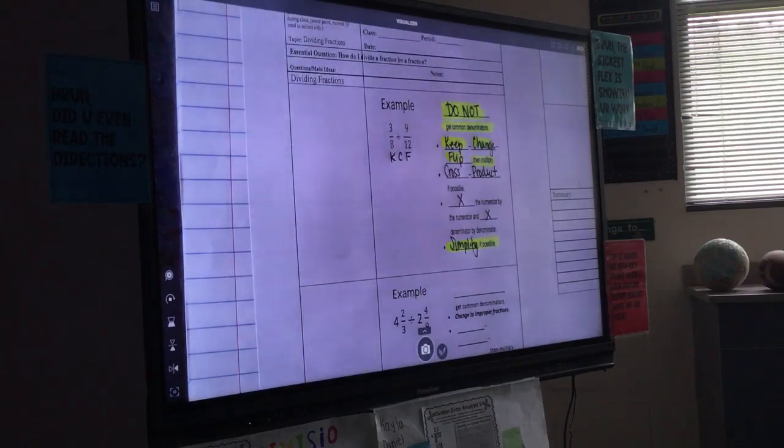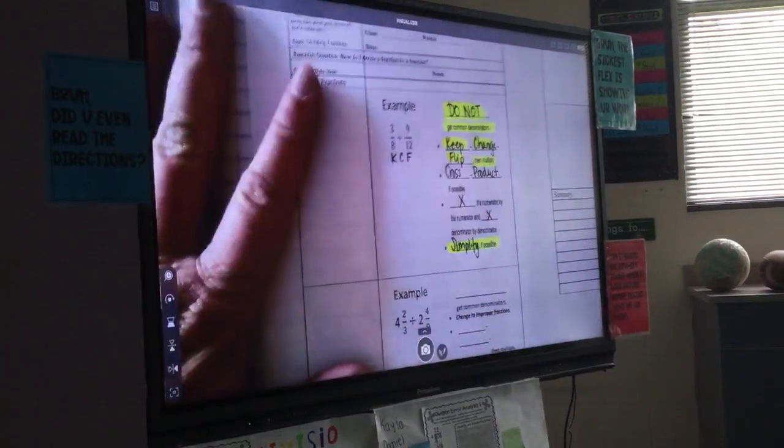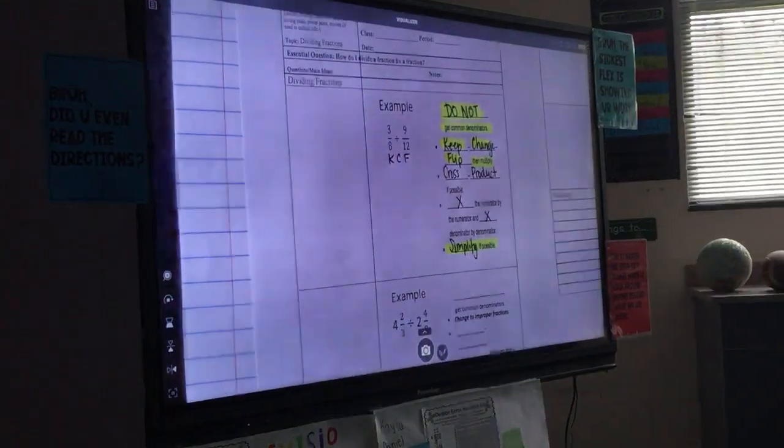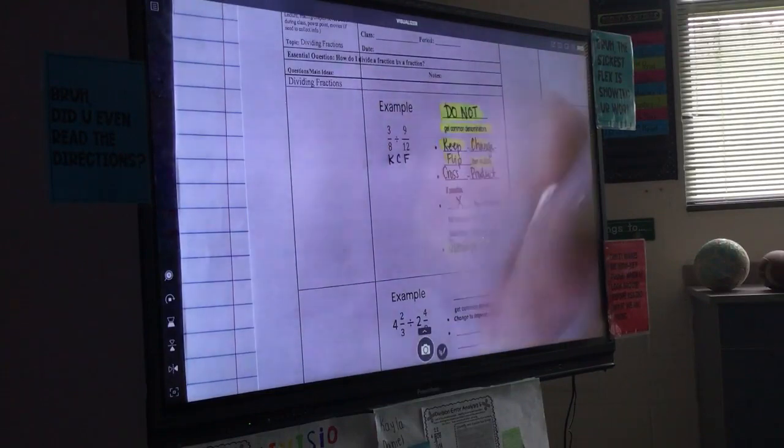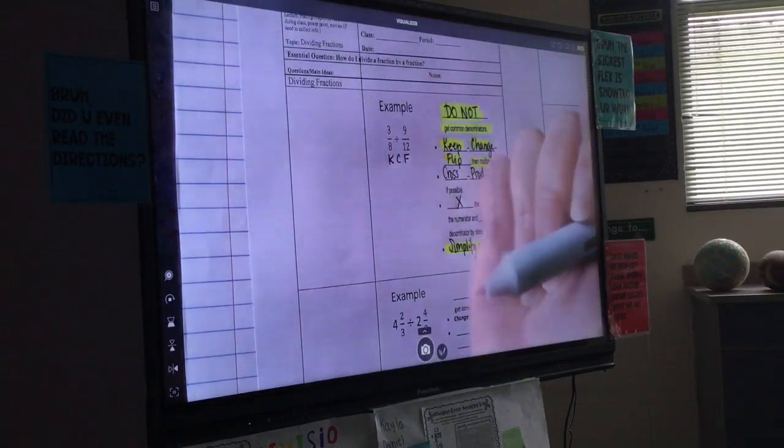All right, go ahead, have a seat. All right. So this is keep, change, flip here. Do we have to change any of our numbers to improper fractions? Nope, we're good. They're just straight fractions.